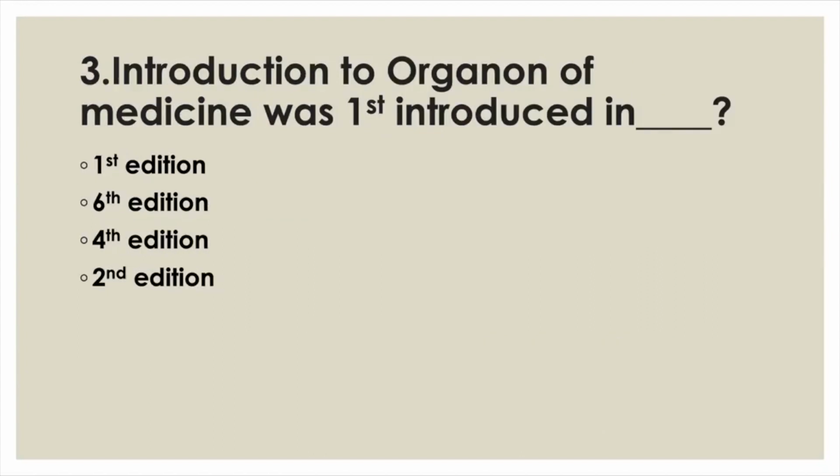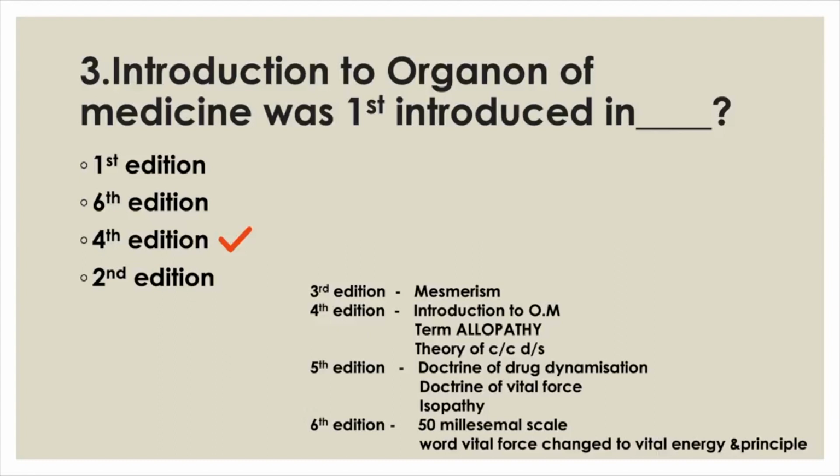Introduction to Organon of Medicine was first introduced in option A, first edition, option B, sixth edition, option C, fourth edition, option D, second edition. Answer, option C, fourth edition. Mesmerism is introduced in third edition. In fourth edition, the term allopathy and theory of chronic diseases.